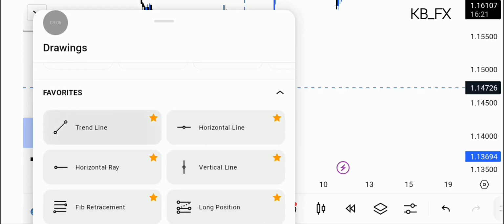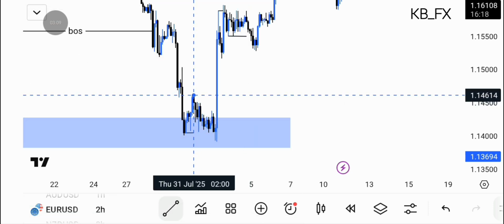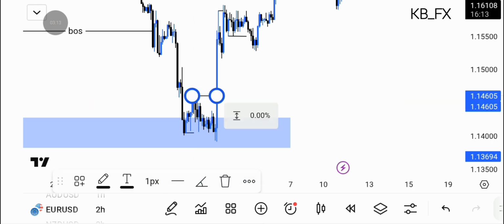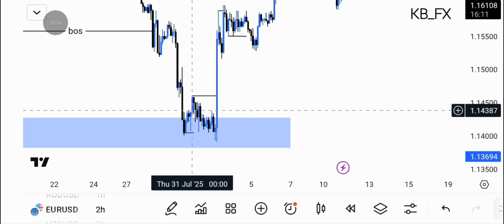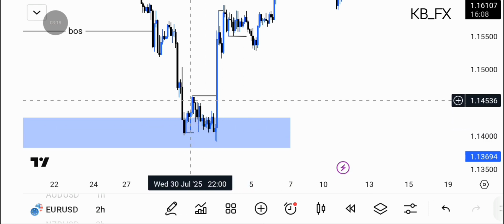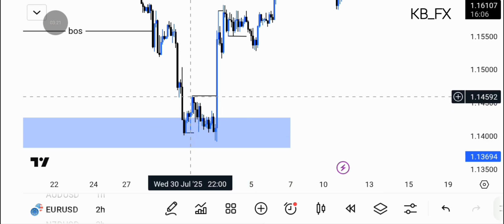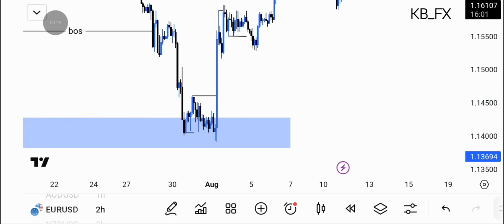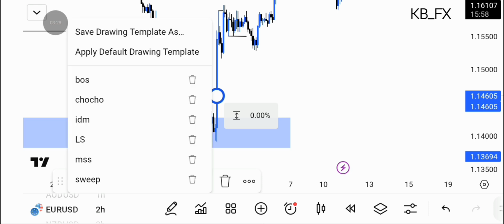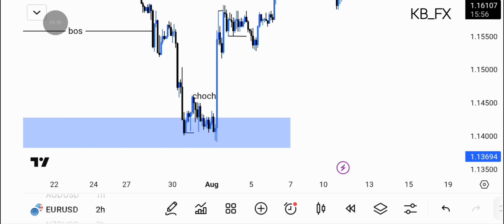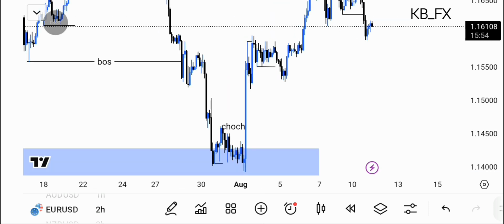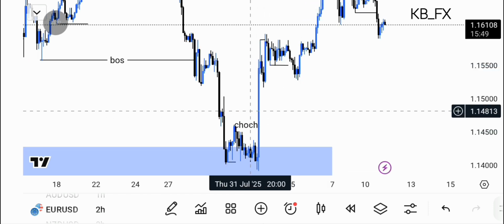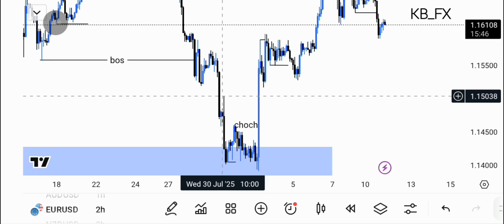Let me identify. After the market swept this last low, the market broke this high, which is the last high the market created. Then it gave us our change of character to the upside. That's one confluence that we are bullish. Then I don't just buy, I waited for another confirmation. Then this is another here.